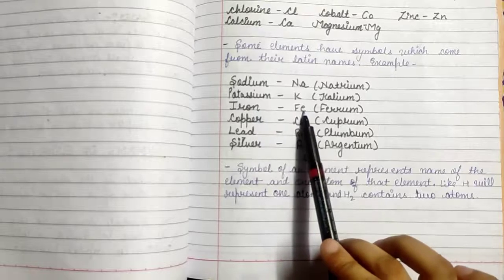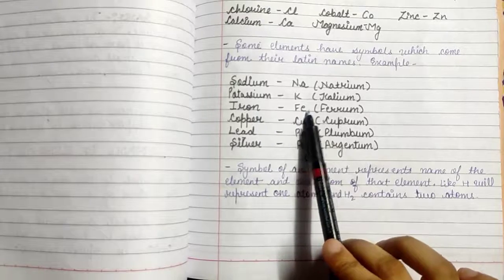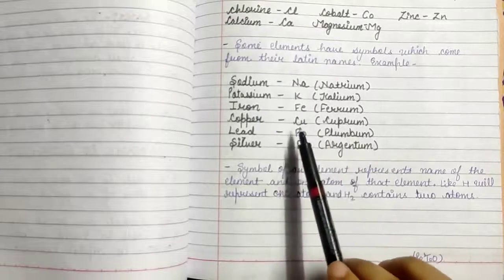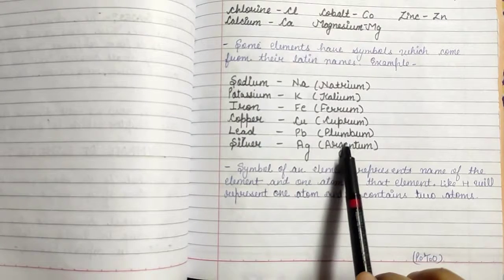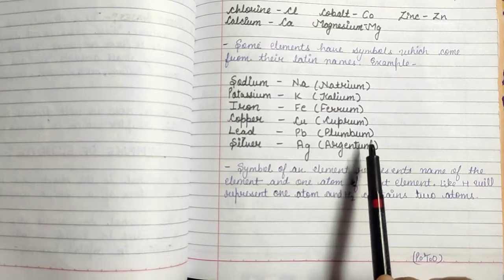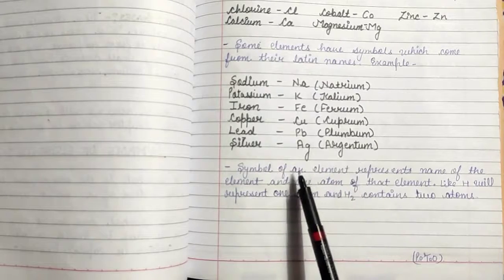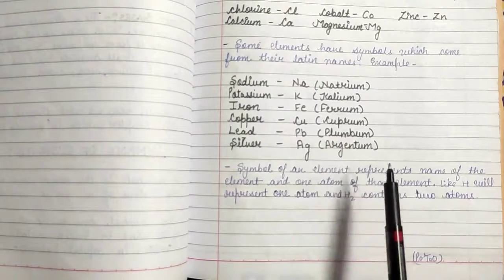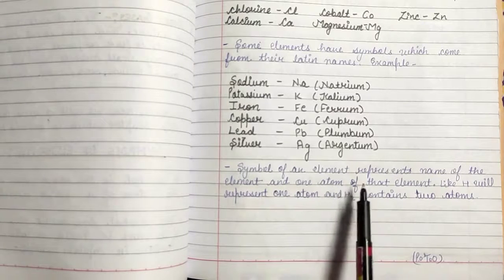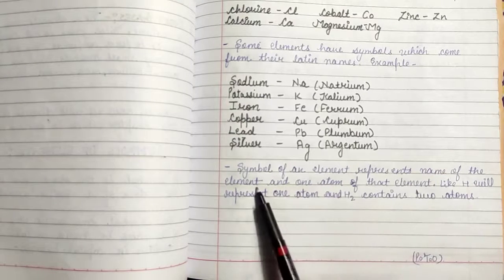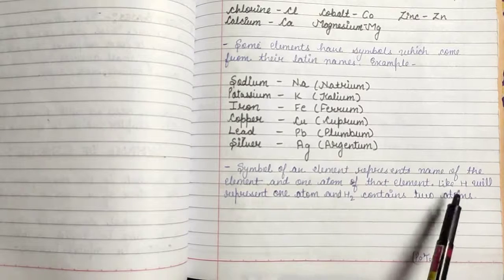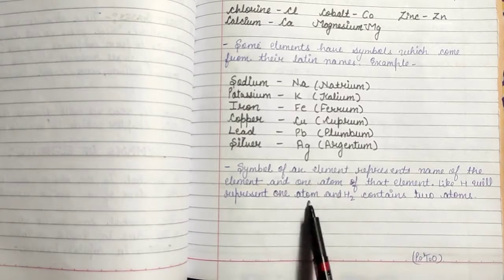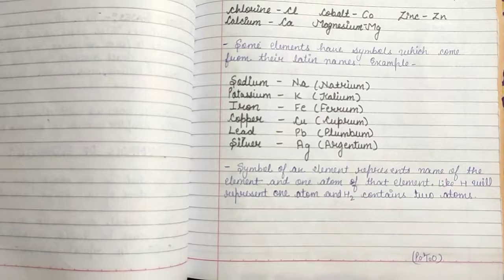Iron, that is capital F, small e, ferrum. Copper, that is Cu, cuprum. Lead, that is Pb, plumbum. Silver, that is Ag, argentum. So the symbol of an element represents the name of the element and one atom of that element. Like H will represent one atom and H2 contains two atoms.